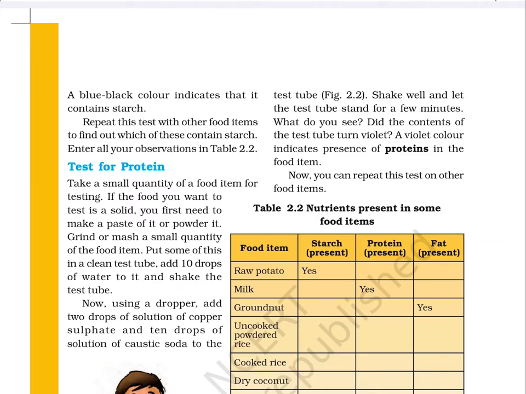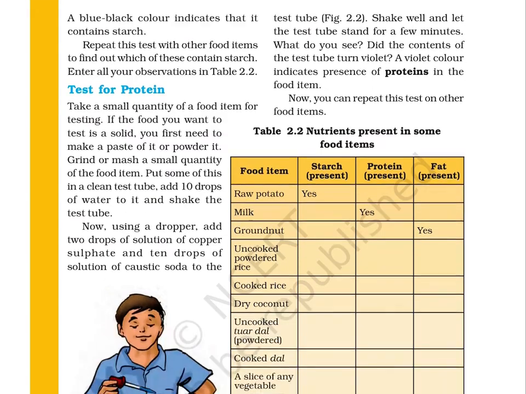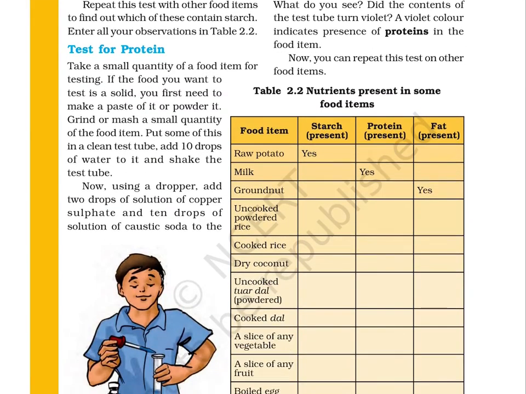Test for protein. Take a small quantity of a food item for testing. If the food you want to test is a solid, you first need to make a paste of it or powder it. Grind or mash a small quantity of the food item. Put some of this in a clean test tube. Add 10 drops of water to it and shake the test tube.